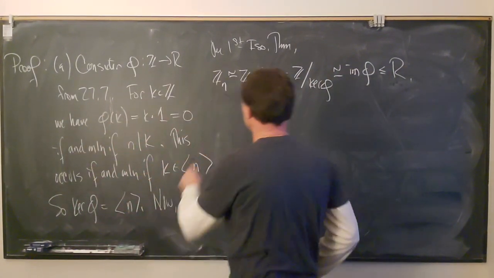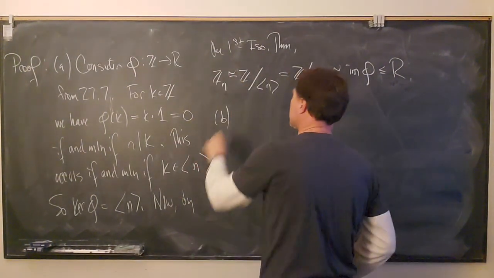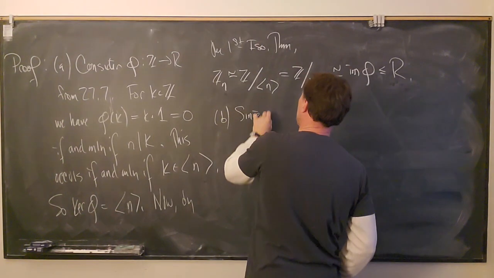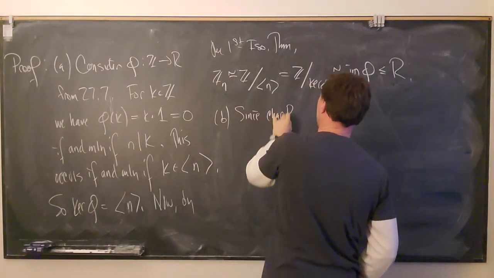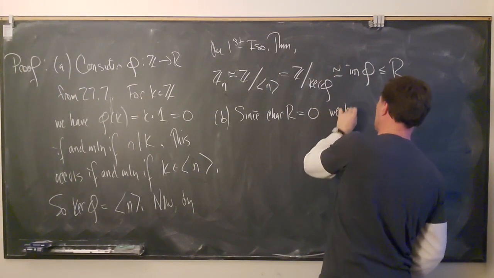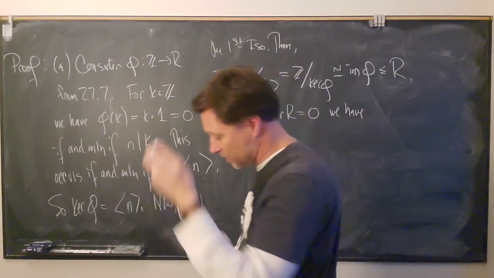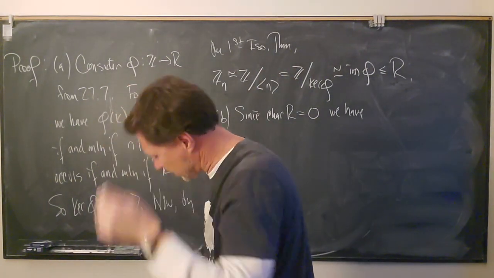For part B, since the characteristic of R equals 0, we want to do the same idea. I want to apply the first isomorphism theorem. But what do we have here?